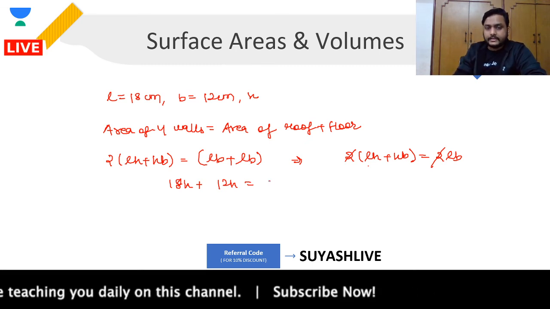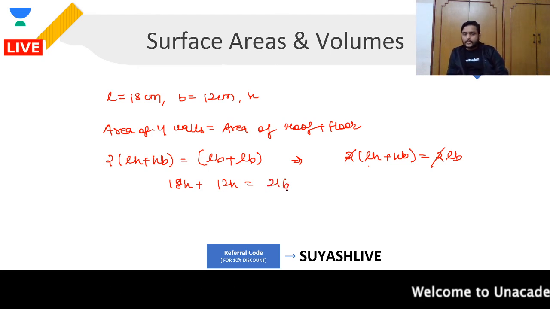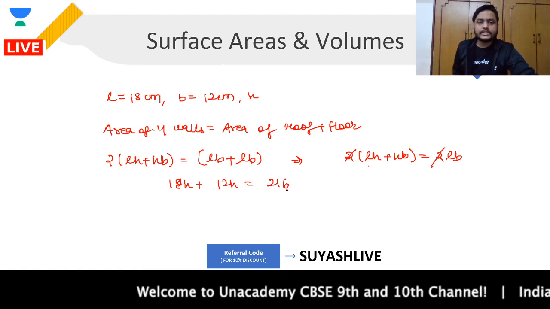180 plus 36, that is nothing but 216. Are we clear with this, guys? You got it? This is what I'm having. 18H plus 12H is what? 18H plus 12H is nothing but 216.